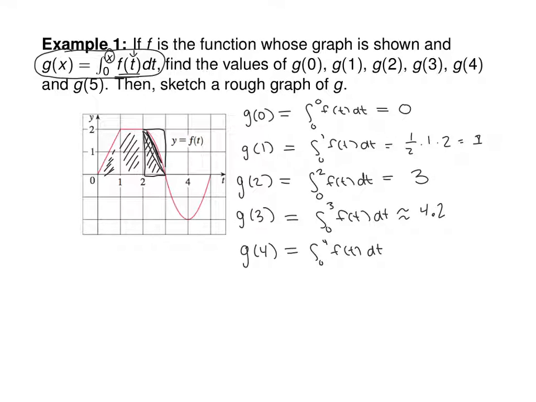Now, I claim for g of 4, you can actually find that one exactly. It's 3, and you can use the fact that this area and that area are going to cancel out, right? Because they're the exact same, except one's positive and one's negative, right? So that's going to be 3 again. And then g of 5 is the integral from 0 to 5 f of t dt. So that's going to add that in, which is actually going to be 3 minus 1.2. Does that make sense? So it'd be 1.8.